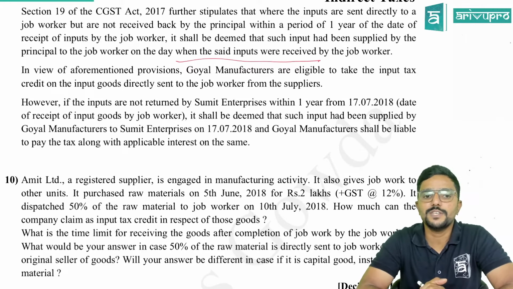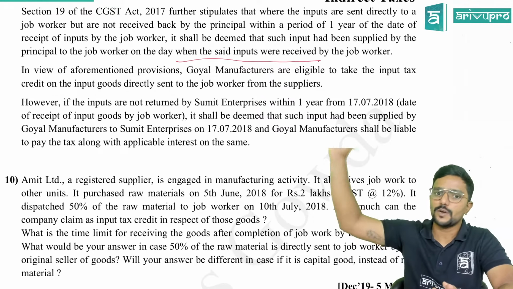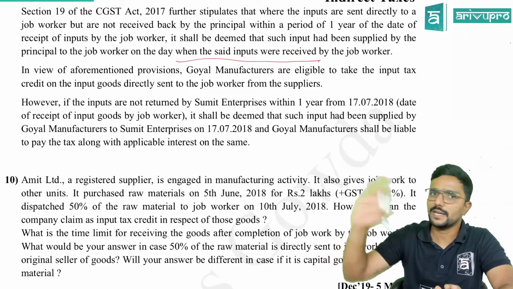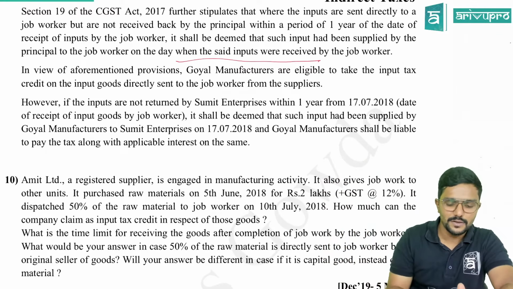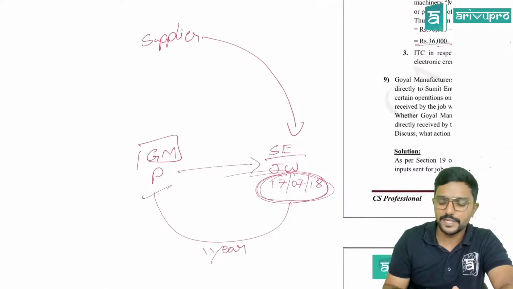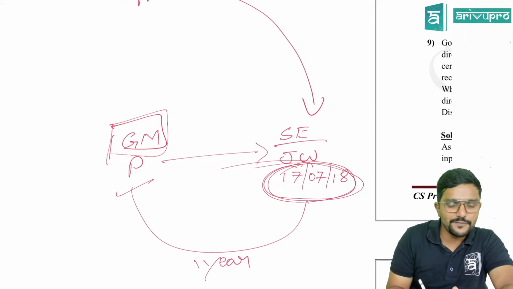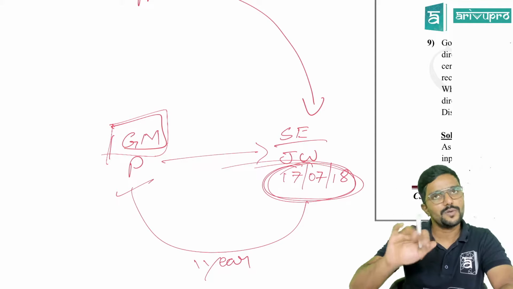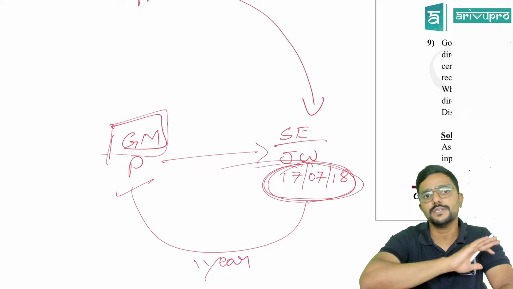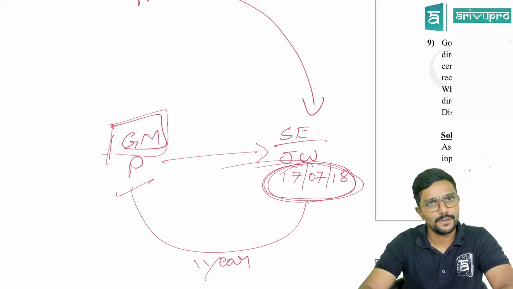In view of the above-mentioned provisions, Goyal Manufacturers are eligible to take the input tax credit on the input goods directly sent to the job worker from the suppliers. They can claim the credit. When can they claim the credit? When it is received by the job worker, 17th July. On that day itself, it is deemed that Goyal Manufacturers have received it. Provided they have satisfied other conditions, they can claim the credit. Okay.